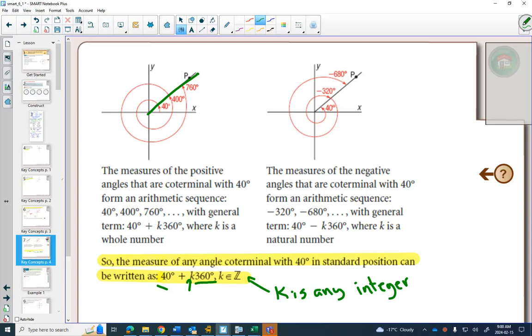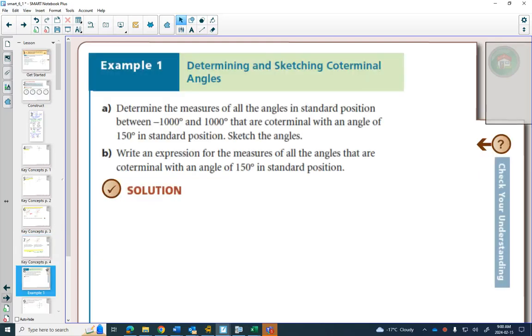So when we say K is an integer, this means that K could be 1, 2, 3, 4, 5, or 0, or negative 1, 2, 3, 4, 5, and so on. So we could add 360 seven times. We could add 360 12 times. We could subtract 360 5 times, 8 times. All the numbers would be included. And this is something new for grade 12. We're going to get into this idea of general solutions. But we'll get to our first example.